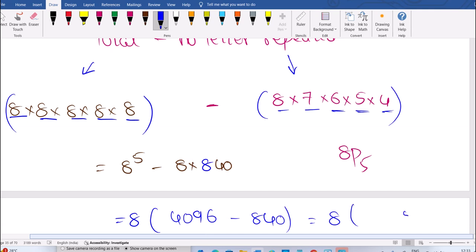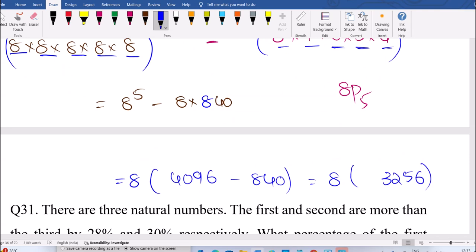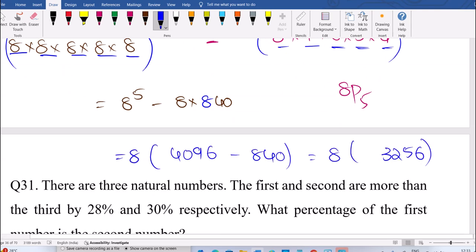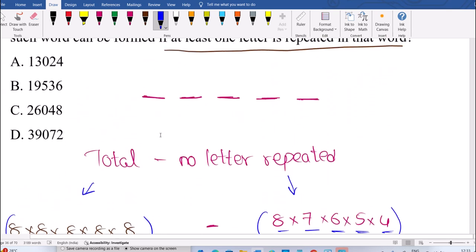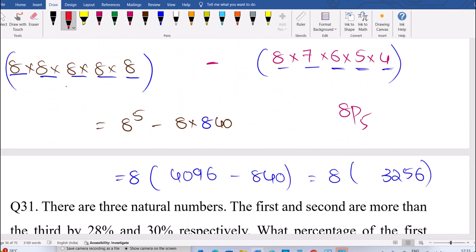4096 minus 840 is 3256. So the answer's units place must be 8. Only one option available. 8 into 6 is 48, units place 8. Only one option available is this, 26,048. You can do that directly: 8 into 6, 48, ending with 8 option required. My answer should end with 8.